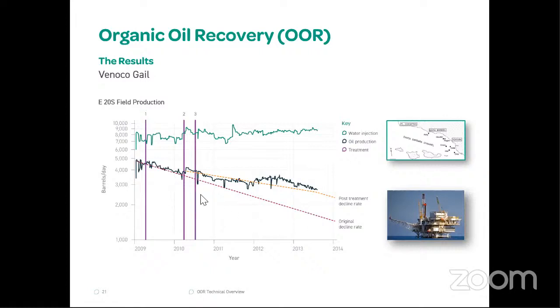And to implement OOR is quite cheap actually. So this is a very low cost technology. It's still beneficial for the operator even if the oil price is 30 USD per barrel. So it's still profitable at that kind of low oil price actually.